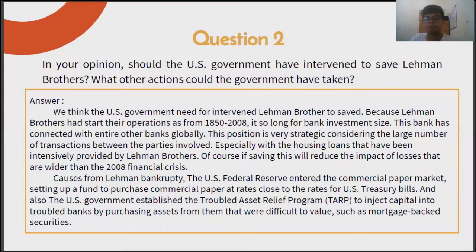To offset losses from the Lehman bankruptcy, the U.S. Federal Reserve entered the commercial paper market, setting up a fund to purchase commercial paper at rates close to the rates for U.S. Treasury bills. And also, the U.S. government established the Troubled Asset Relief Program to inject capital into troubled banks by purchasing assets from them that were difficult to sell, such as mortgage-backed securities.